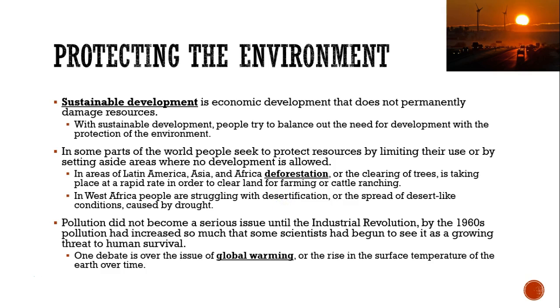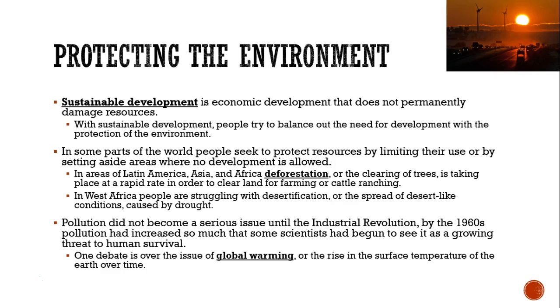Sustainable development is economic development that does not permanently damage resources. You might have heard about sustainability over the last couple of years. With sustainable development, people are trying to balance the need for development, meaning building new cities and inventions like cars and stuff, with the protection of the environment. In some areas of the world, people might seek to protect resources by limiting their use or by setting aside areas where no development is allowed. For example, France has instituted a policy where once a year there are no cars used.